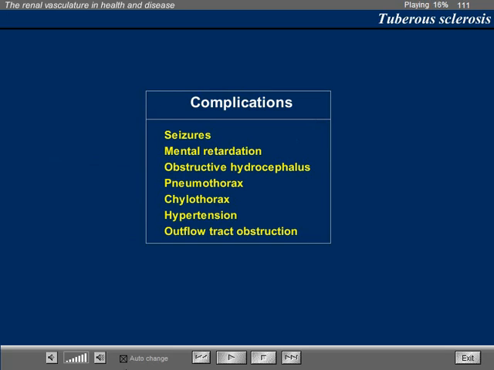Complications of patients with tuberous sclerosis consist of seizures, mental retardation, and obstructive hydrocephalus. There may be pneumothorax or chylothorax. High blood pressure and renal failure may also be encountered.